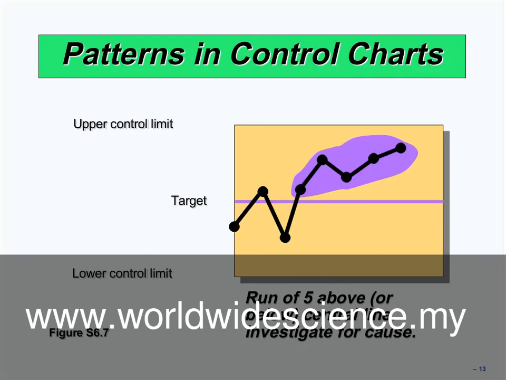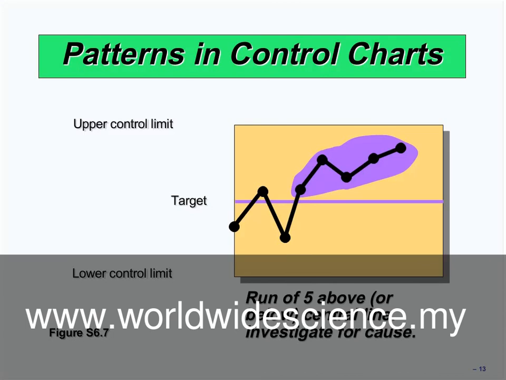the number of points above this line and below this line should be approximately equal. But here the number of spots above the target is much more than the number of spots below the target. So it shows that there is a problem.